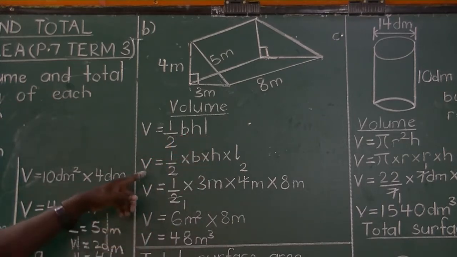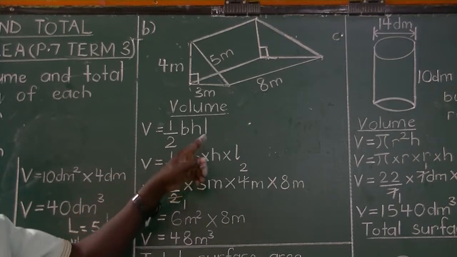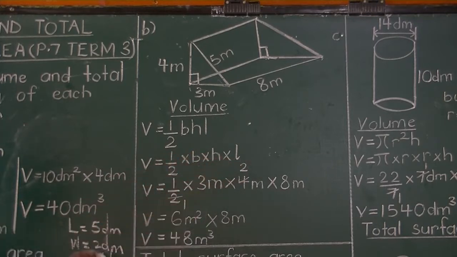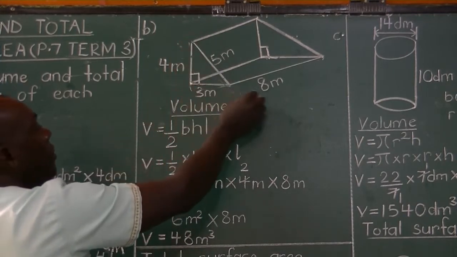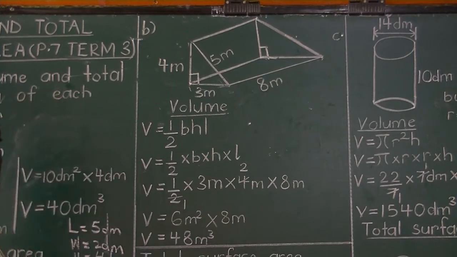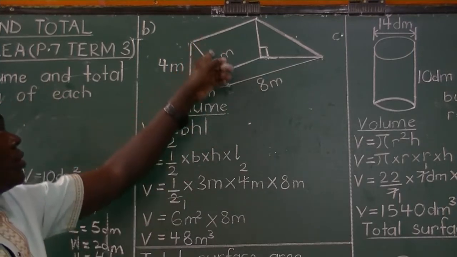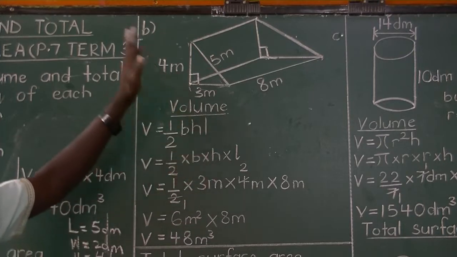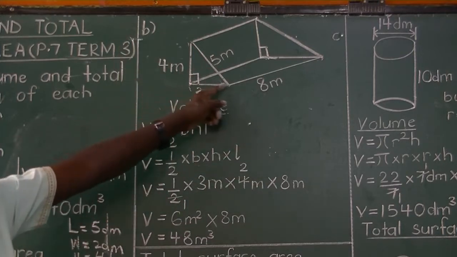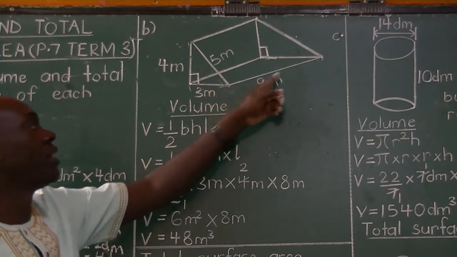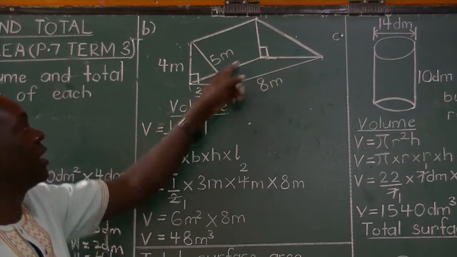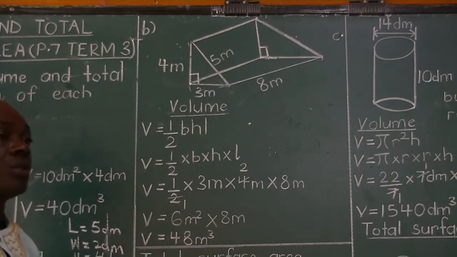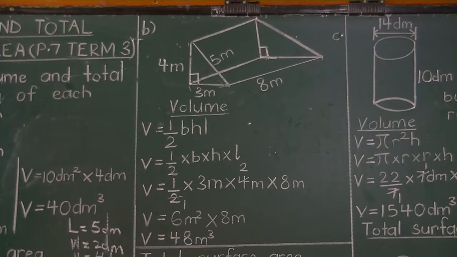So then we expand. Volume equals a half times base times height times length. Then go a half times 3 meters times 4 meters times the length of that 8 meters. So don't use this 5 because it's not base, it's not height, and it's not length. So base of the triangle, height of the triangle, then this dimension connects the two triangles. It's called a length. So it is in the shape of a triangle, that's why it's called a triangular prism.